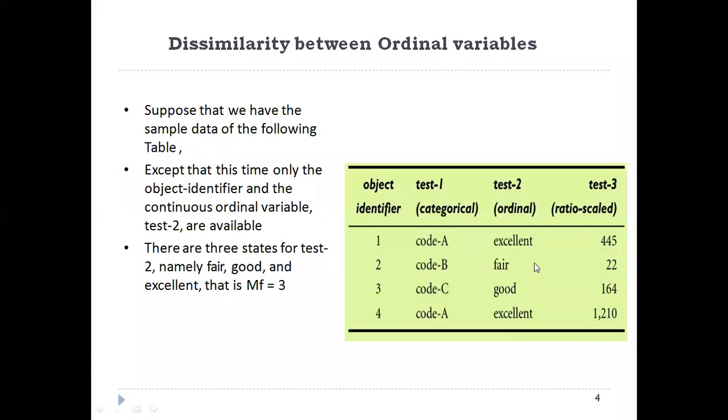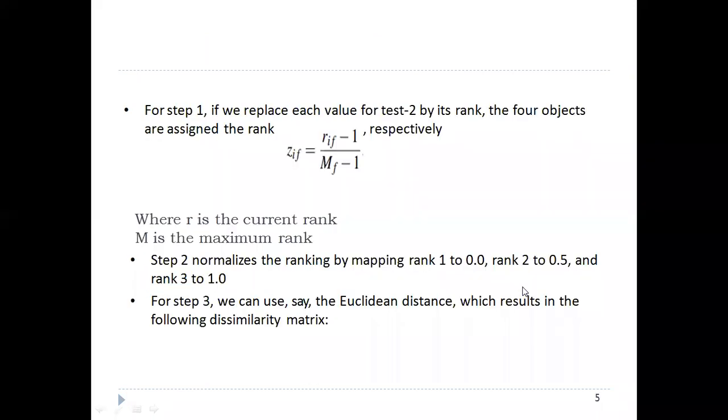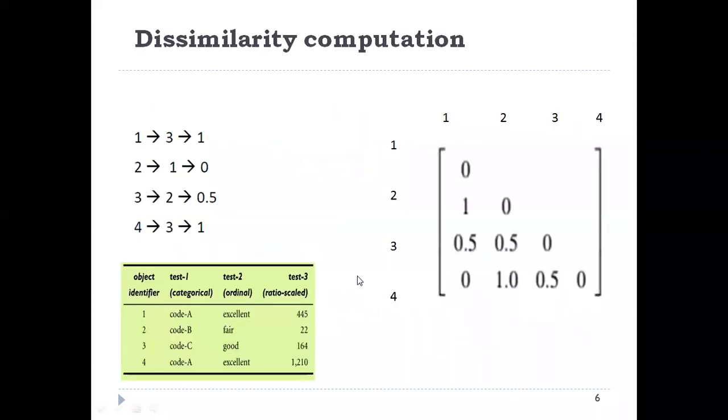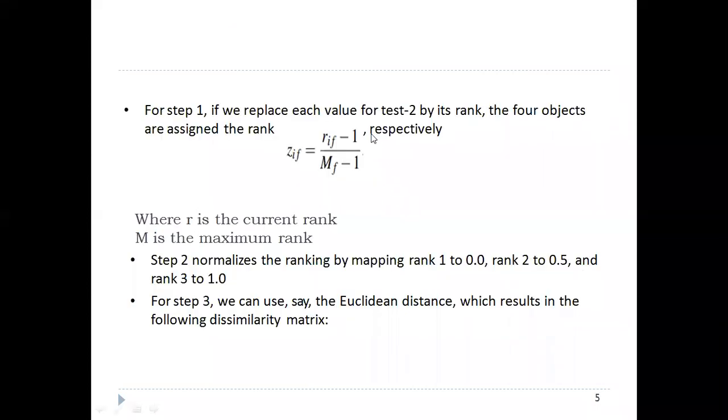So we are transforming it. If we assign excellent equal to 1, fair equal to 2, good equal to 3, then after assigning this, we use the formula z equal to (r minus 1) divided by (m minus 1). Here r is the current rank of the particular value, and m f is your maximum rank.